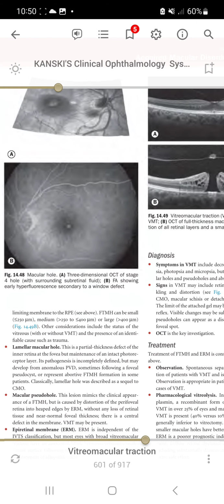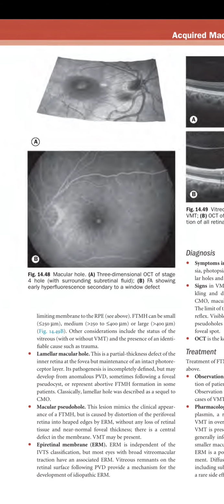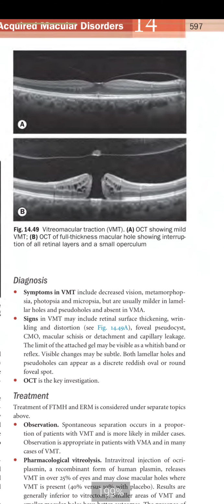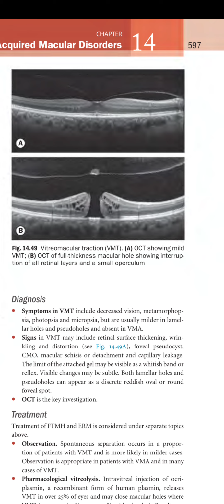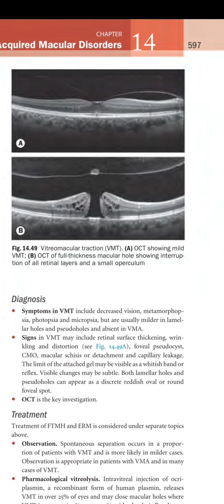So this is a macular hole. A is showing us a 3-dimensional OCT of a stage 4 hole, and B is showing FA, with early hyperfluorescence secondary to window defect. This is known as vitreomacular traction. A is showing us an OCT, so you can see that there is a traction on the retina and there are changes in the fovea, there is a loss of foveal contour and there is retinal thickening. And this is showing us after the PVD, there is an operculum and there is a full thickness macular hole.